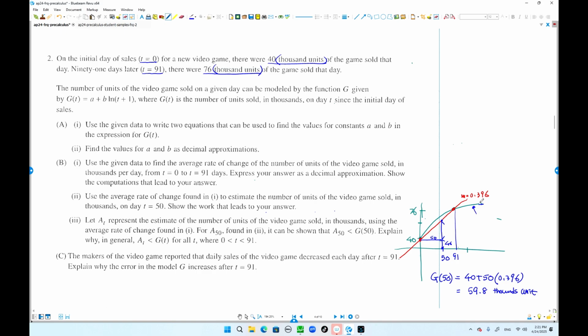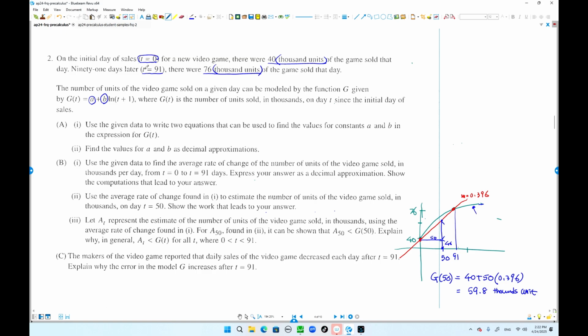Okay, I drew it already. All right, the first one: using this data, we're going to write two equations that can be solved for the values of a and b in the expression for g(t). We have two unknown numbers, a and b, so we need to write two equations.